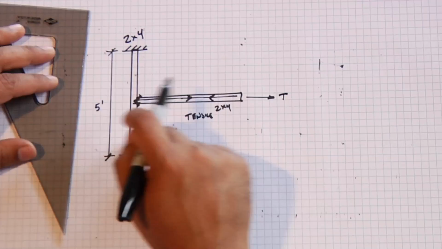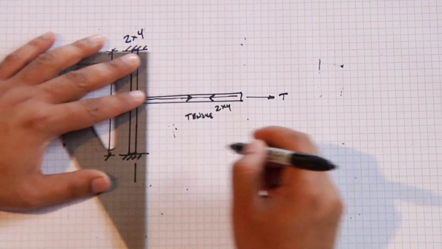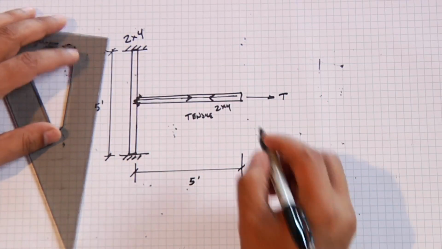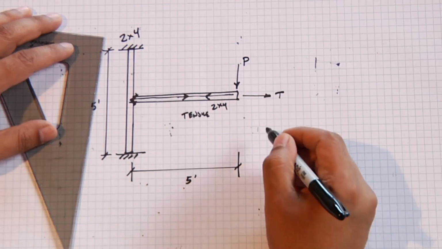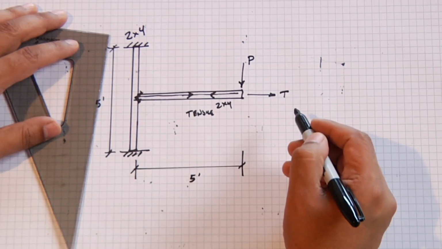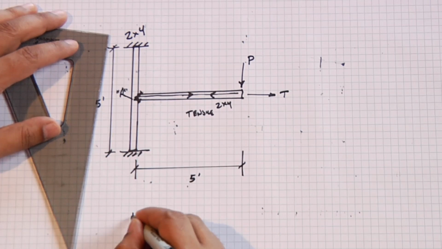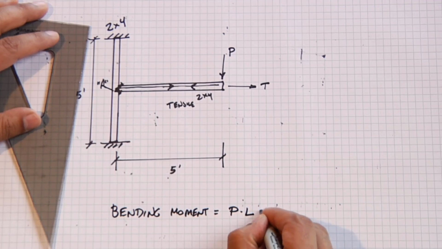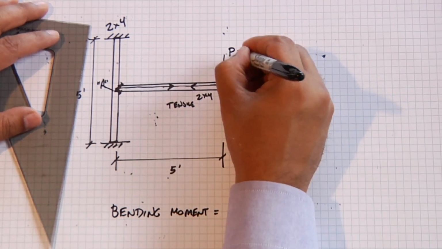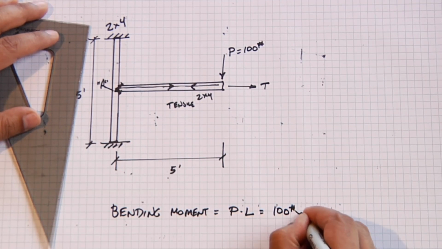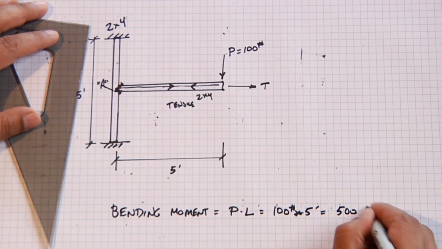But if I take the exact same structure, and let's just throw a number on it, let's say that this is also 5 feet, and now I apply a load at 90 degrees to this 2x4, I'm going to create a bending moment about this point. We'll call it point A. The bending moment is equal to P times the distance L. So we'll say, for example, that this is a 100-pound force. It would equal 100 pounds times 5 feet, or 500 foot-pounds, would be the bending moment.